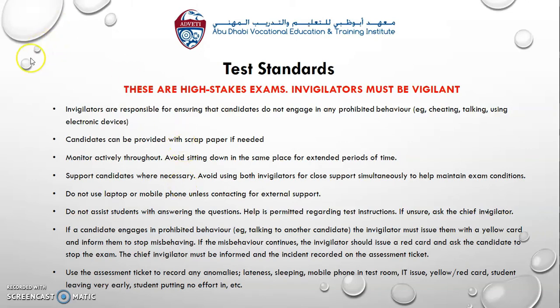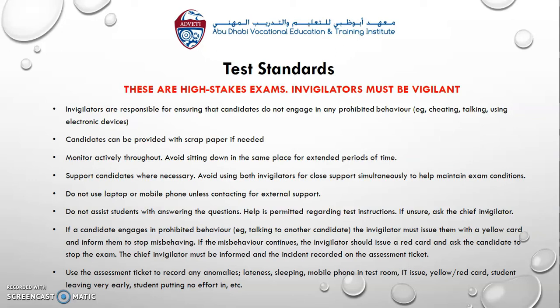If a candidate engages in prohibited behaviour, like talking to a candidate, you must issue them with a yellow card and ask them to stop misbehaving. Make it clear that you have warned them. If this continues, issue a red card and then ask the candidate to stop the exam. This is the guidance from the MOE.